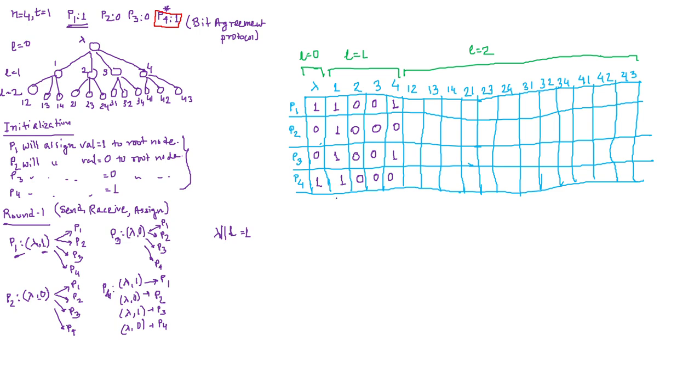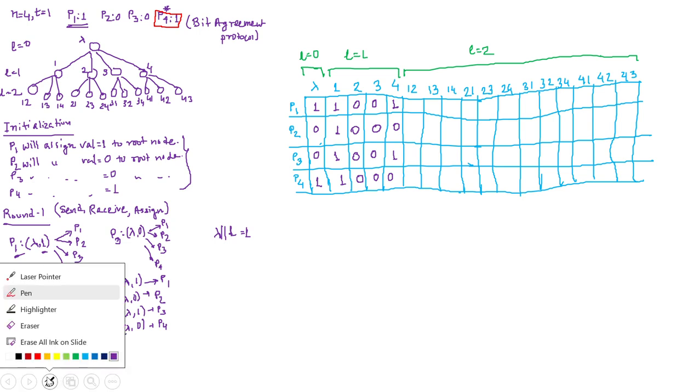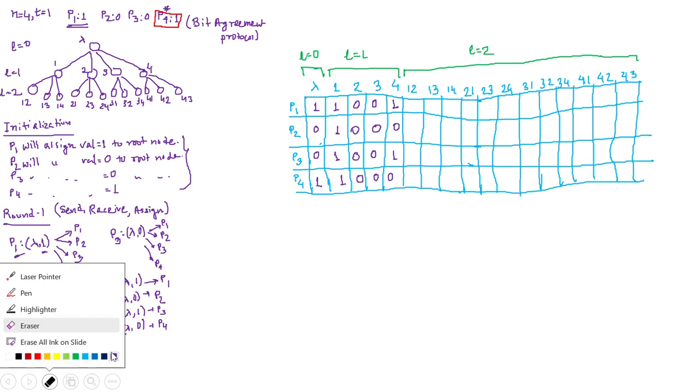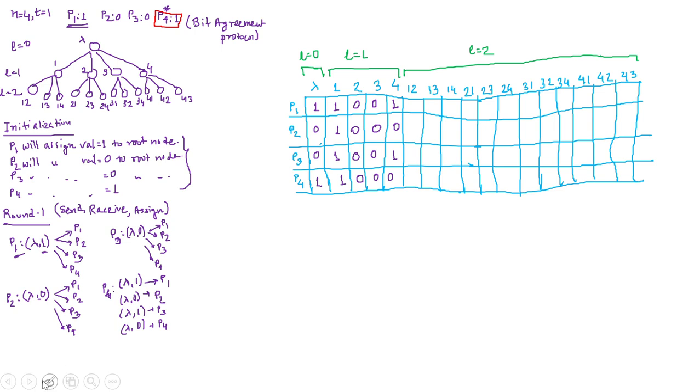So now our level 1 assignments have been done. Okay, so round 1 is now completed. I hope till this point it is clear to you. Now I will start again with round 2. So the send is done, receiving is done, and accordingly assignment to level 1 nodes of the individual EIG trees is also done.